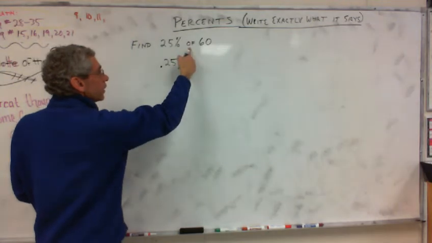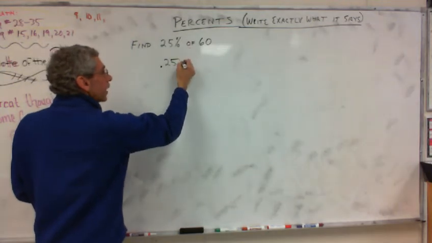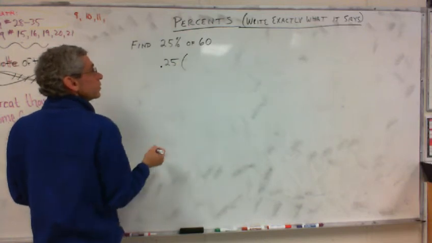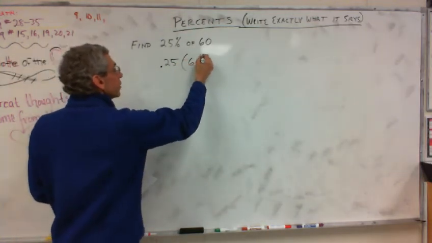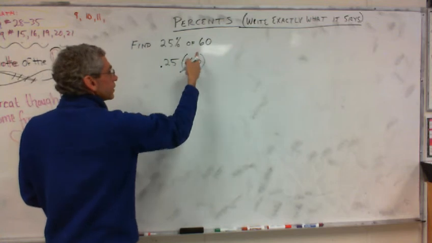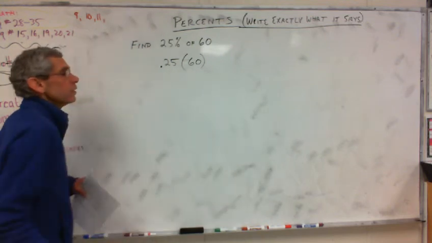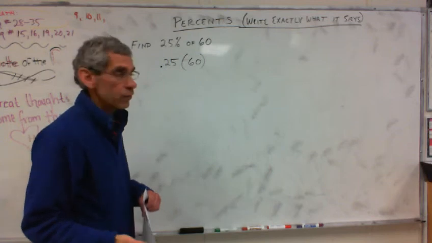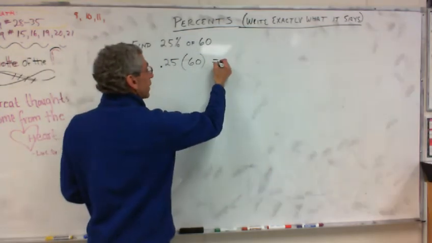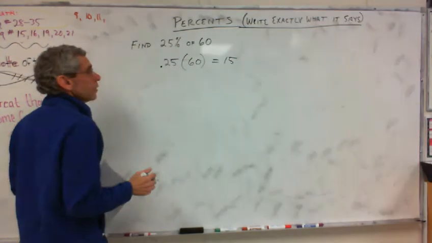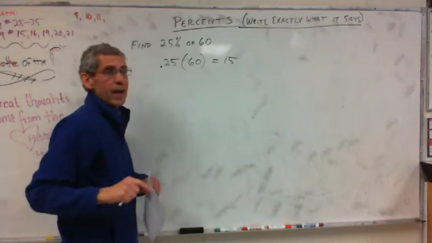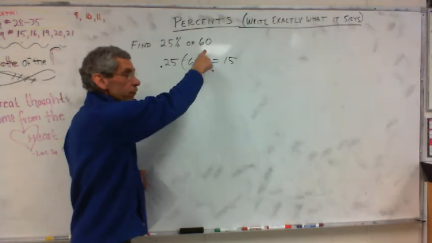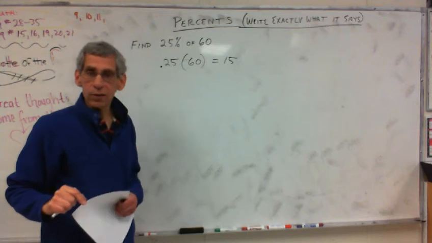0.25. Of means multiply. So I'll put it like this, and then 60. So 0.25 times 60. You multiply it out, or you get your calculator, and you'll find that it is equal to 15. So 25% is half of a half. Half of 60 is 30, half of 30 is 15. So that's another way to do it.